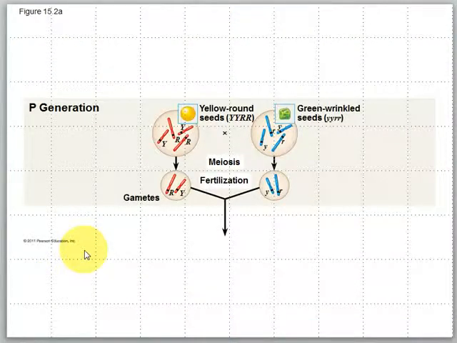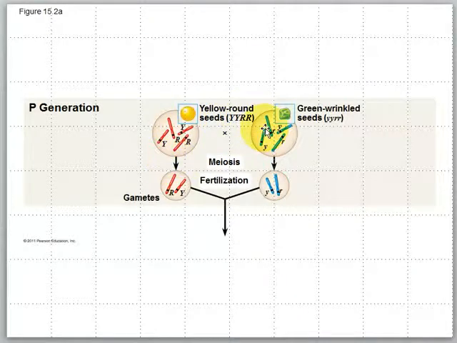So let's step through a particular cross and see what physically is happening that accounts for what Mendel saw in his offspring when he was dealing with his pea plants. Here we have the parental generation, the P generation. One parent is a yellow, round seed, homozygous dominant for both traits, so it's pure breeding. It would give nothing but yellow and nothing but round. And we breed that to another pea plant that is homozygous recessive. It gives nothing but the recessive allele or trait, green and wrinkled.